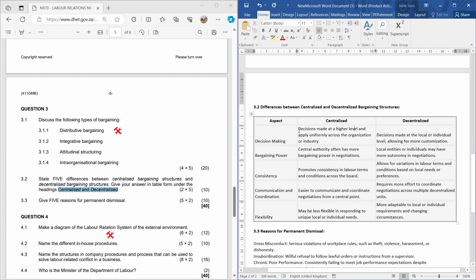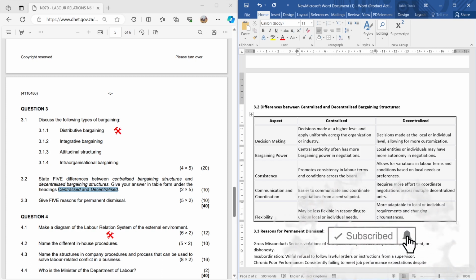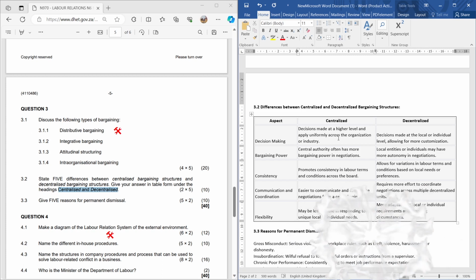So with centralized bargaining structures, decisions are made at a higher level and they apply uniformly across the organization or the industry, meaning only the guys at the top call the shots. If the CEO is saying we are implementing a new policy, everyone within the organization will have to oblige, right? So that is the type of bargaining structure, right?